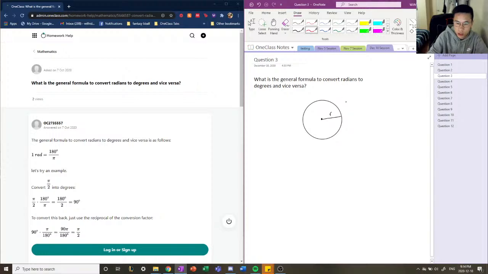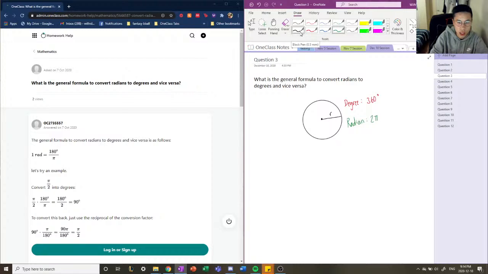So we have the first one, which is the degree system, which is 360 degrees. We also have what we call the radian system, which describes the entire circle in terms of pi. So if you were to revolve this radius around the entire circle and meet back at the original point, you would have 2 pi.